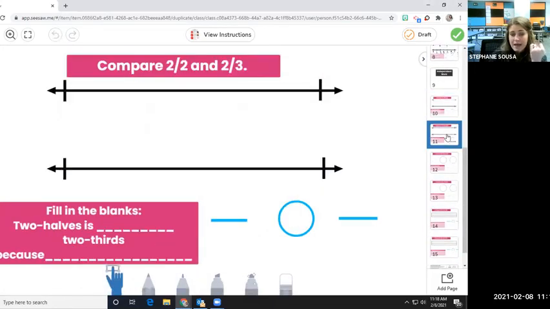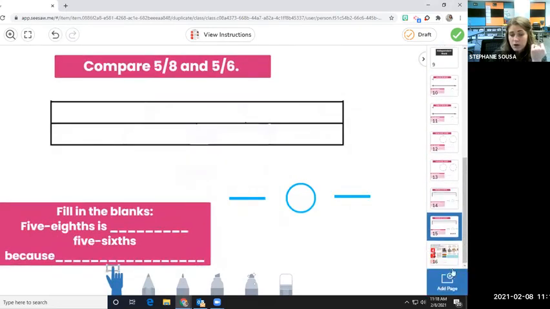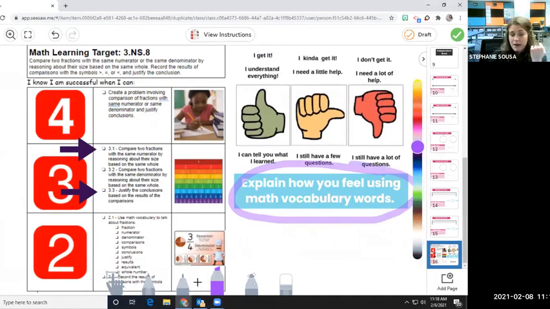So slides 10 through 16 are your independent work. Slide 16 is your success criteria, and again, you will explain how you feel using math vocabulary words. Okay? This is your independent work for the day.